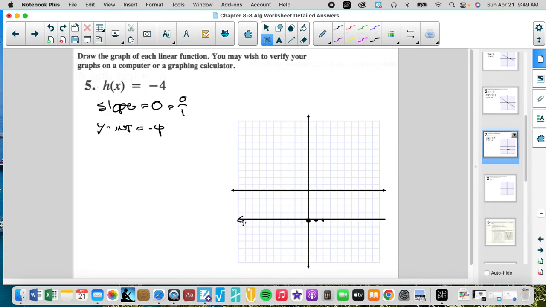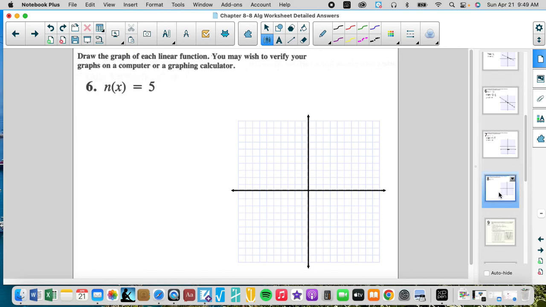And that makes sense because remember, when you only have one variable, and in this case we have just y, it's going to cross the y-axis at -4, and it'll be a horizontal line. So that would be the graph of that one. Same thing here. We have a slope of 0 because think about this.